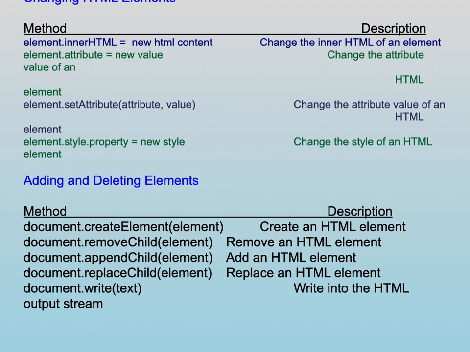Create an HTML element. A new HTML element is being created. Document.removeChild(element): remove an HTML element. Document.appendChild(element): add an HTML element. Document.replaceChild: replace an HTML element. Document.write(text): write into the HTML output stream, which was already discussed in the last class lab session.